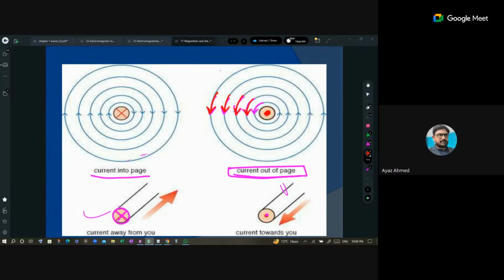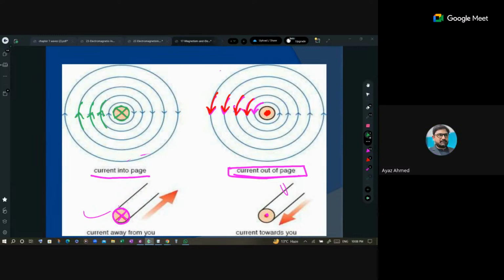It is how you apply the grip rule, right? And you have to perform this for into the page. Point your thumb into the page, into the screen. Then tell me whether your curling fingers are in the direction of these arrows or not. Yeah, it is clockwise. Clockwise.